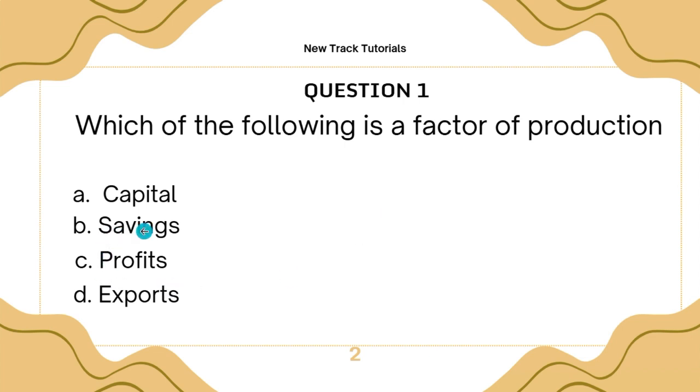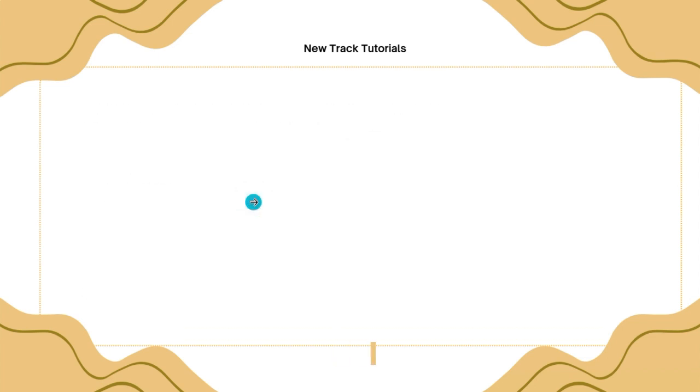Of course, we don't have savings, savings is off it. We don't have profit, profit is off it. We don't have export, export is off the hook. Then the factor of production we have in the option is capital. Remember I said the factors of production are land, labor, capital, and entrepreneur. So the best option is option A. Now let's look at question 2.